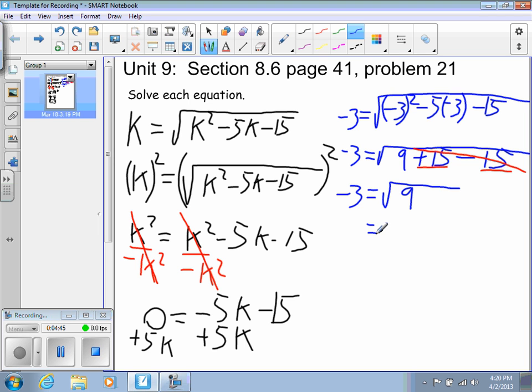Don't we have an issue here? The square root of 9 can be 3, or it can be negative 3, because negative 3 times negative 3 is 9. And in this case, it checks because negative 3 equals negative 3, so this checks. We have to remember about that negative number that's also the square root of 9. The square root of 9 equals positive 3, but it also equals negative 3.